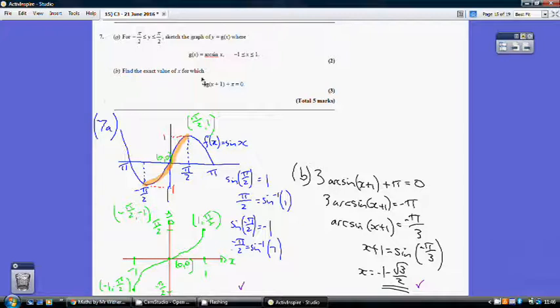Now for part B, we've got to find the exact value of x for which this equals 0. So 3 lots of arc sin of (x plus 1) plus pi equals 0. So take away pi from both sides and divide by 3. We get arc sin of (x plus 1) equaling minus pi over 3. We sin both sides. We then get x plus 1 equaling sin of minus pi over 3. And the sin of minus pi over 3 is minus root 3 over 2. Take away 1 from both sides. We get x equaling minus 1 minus root 3 over 2.